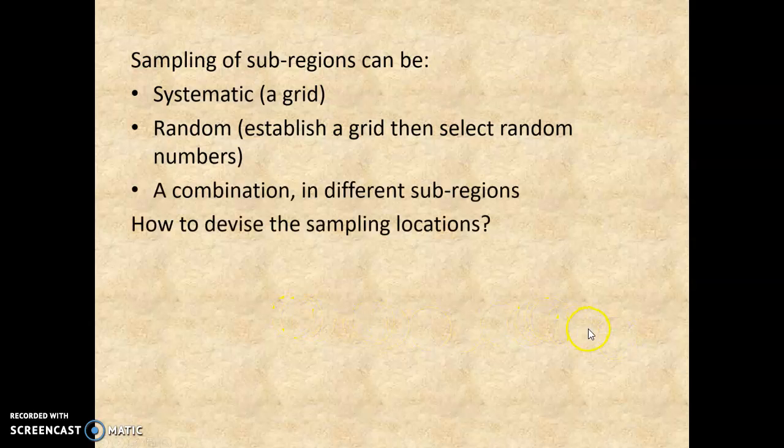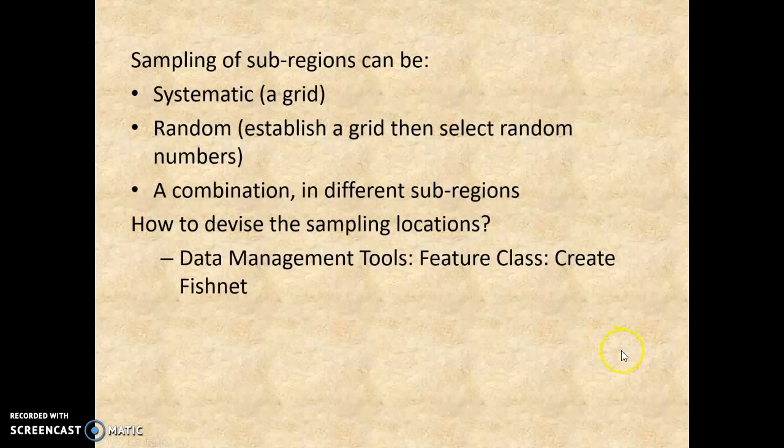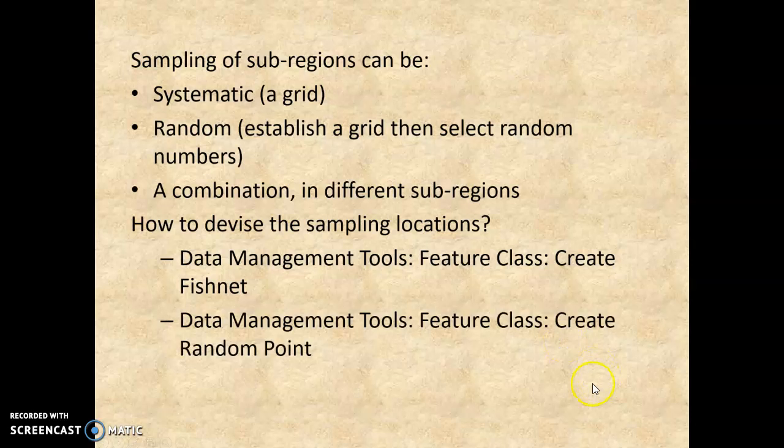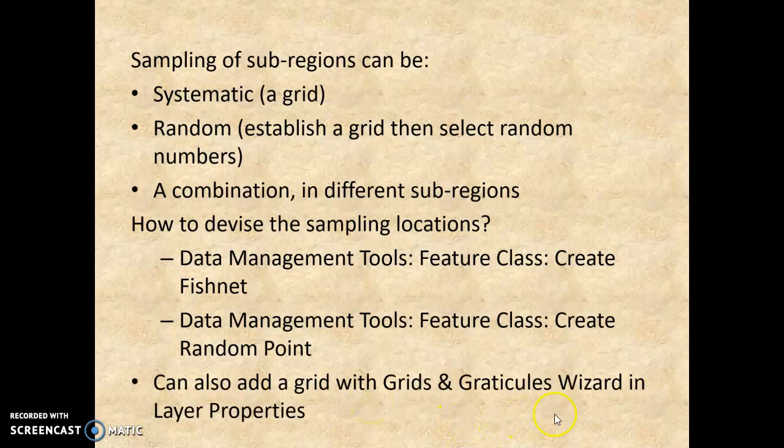How are you going to figure your sampling locations? Well, it depends. There are ways of creating this fishnet inside your ARC product, right? And so whichever product it is, it's going to be able to do that. And fishnet might be called something different. You're layering on a grid. And then you can create random points as well. So ARC allows you to do these kinds of things. And so it's inherently spatial. It's inherently useful to that. You can also have grids and graticules added. It might not be called that anymore, but if you search grids and graticules, then you'll be able to add that.